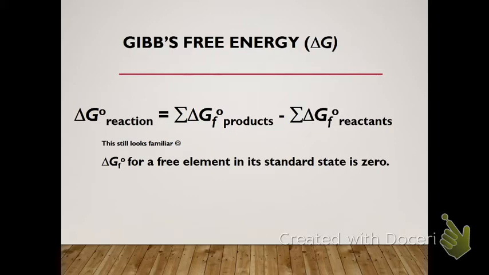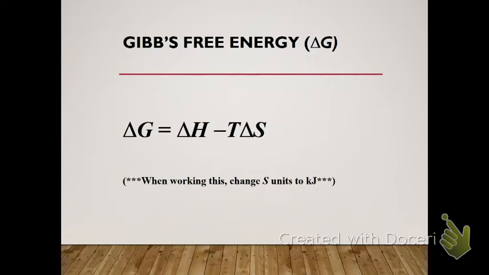Here's the first way. That should look really familiar by now. Same thing for enthalpy. The Gibbs free energy for formation of a free element in its standard state is 0. We already did this one in class. Remember, since entropy is in joules per mole K, we have to convert that to kilojoules because delta H is kilojoules and Gibbs free energy is generally given in kilojoules as well.